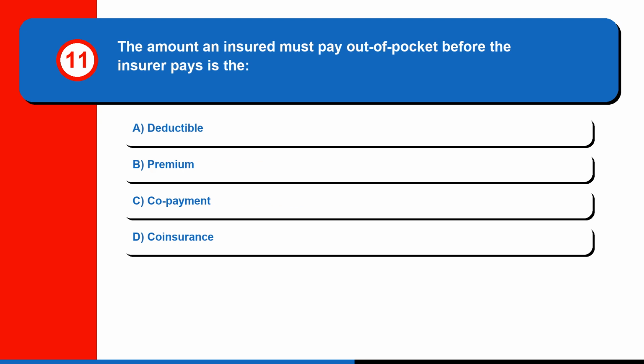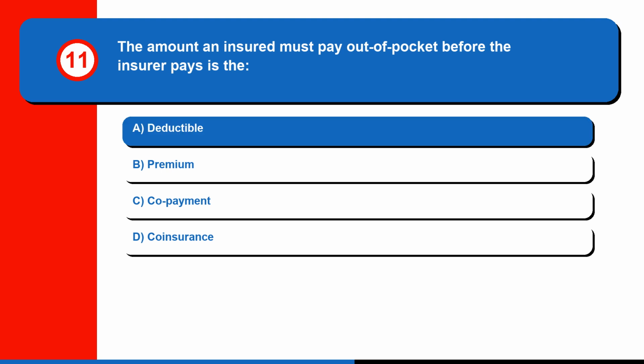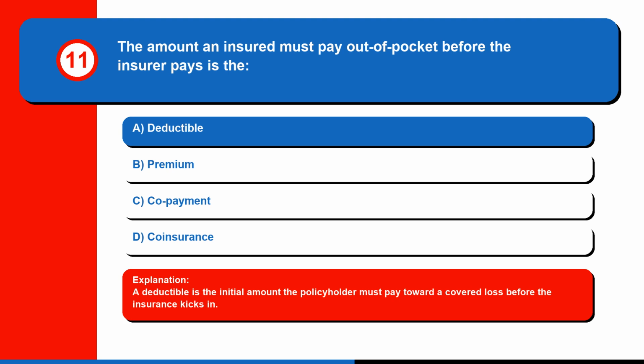Question 11. The amount an insured must pay out of pocket before the insurer pays is the A. Deductible, B. Premium, C. Copayment, or D. Coinsurance. The correct answer is A. Deductible. A deductible is the initial amount the policyholder must pay toward a covered loss before the insurance kicks in.